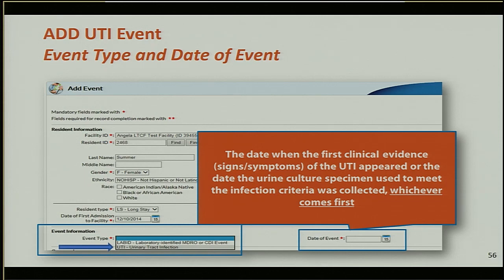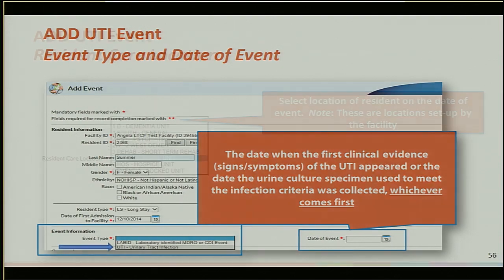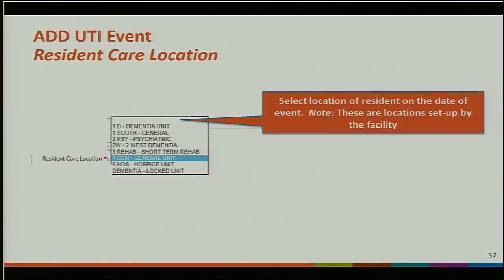And then you come down to your event information and you're going to select UTI. And then the date of event. And remember that date of event is the date of onset of the clinical signs or symptoms or the date the specimen was collected, whichever comes first. The resident care location, you want to document the location of that resident at the time of onset.